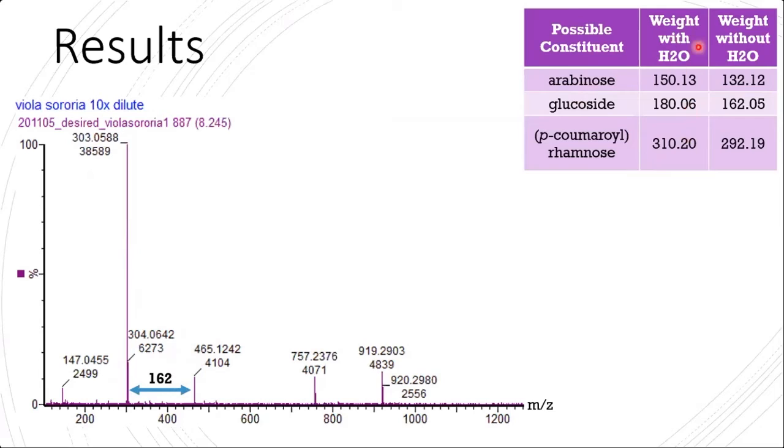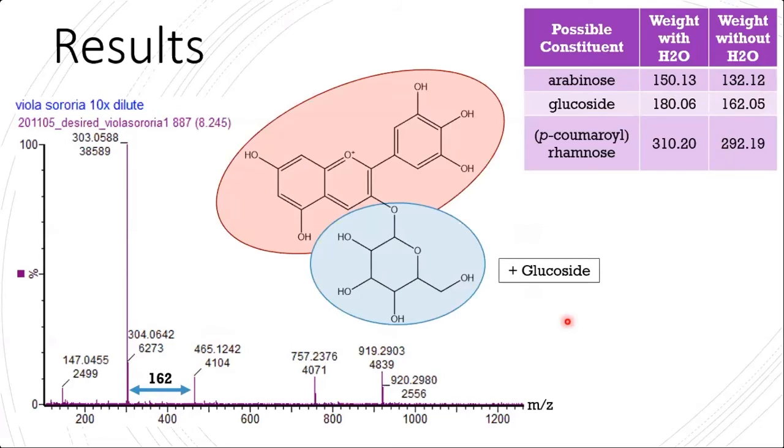I have included both the weight with H2O, water, and the weight without it. However, when characterizing these pigments, it's important to look at the weights without water, and I will explain why momentarily. Here we see our shift is 162. We look for 162 in the weights without water, and we see it's glucoside. So now we have our backbone here, and we will add a glucoside to it, which will be our first constituent.